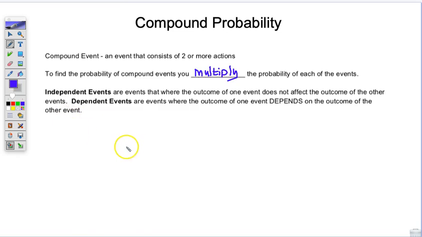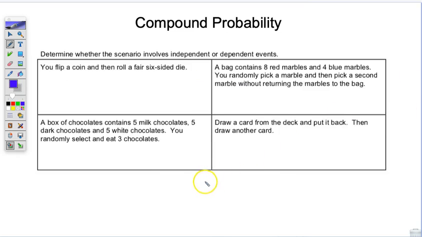Let's review the types of events. Independent events are events where the outcome of one event does not affect the outcome of the other events that follow it. Dependent events, on the other hand, are events where the outcome of one event depends on the outcome of another event. So let's take a look at some examples and determine whether we have an independent or dependent event. You flip a coin and then roll a fair six-sided die.